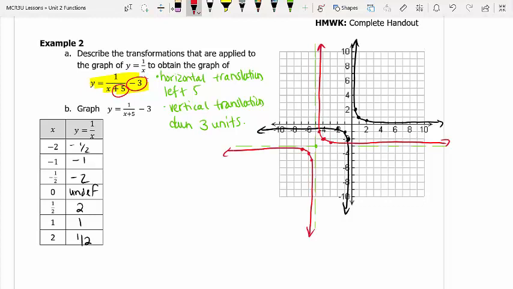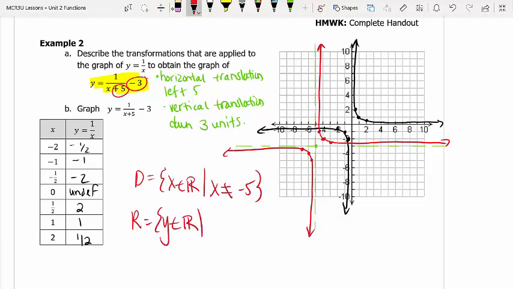Now let's state the restrictions. So our domain is going to be obviously encompassing all values, but there's going to be a restriction on x equals -5, right? There's never going to be an x value at -5 because that's on that vertical asymptote. Same with the range, okay? So y is an element of the real numbers, but y can never equal -3 because of that horizontal asymptote at -3.